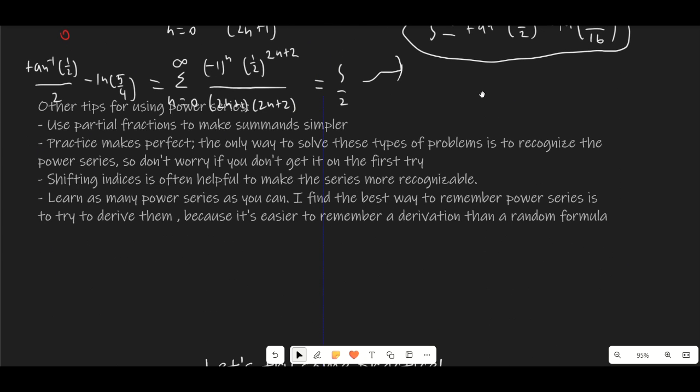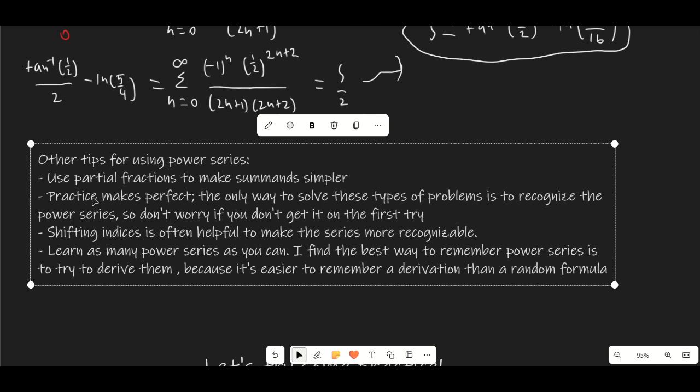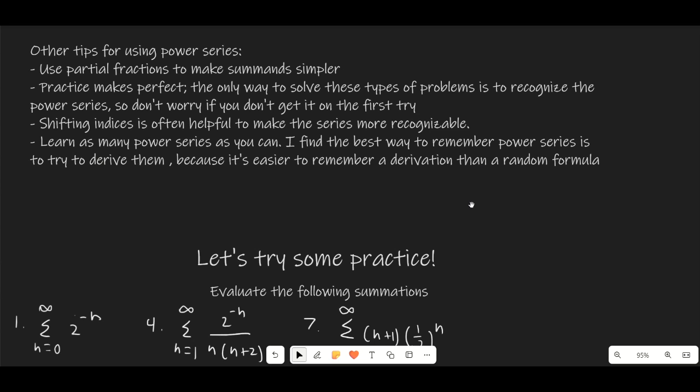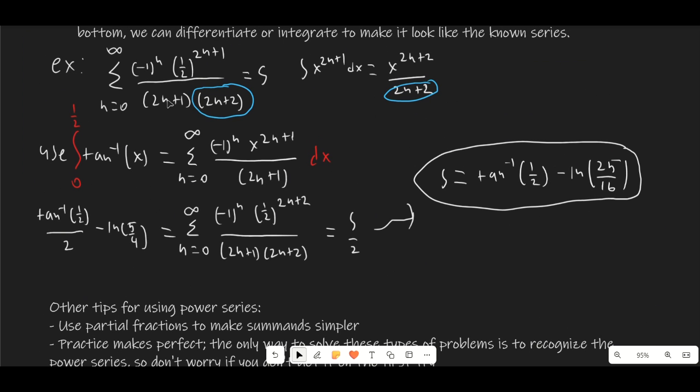So some other tips for using power series. You can use partial fractions to make some summands simpler. This is going to become much more important in our next video, but in general, partial fractions can make really complicated looking things a lot simpler. For example, in this summation up here, if we used partial fractions instead, we would get one term that turned into an inverse tangent and another term that turned into a natural log. So that's also a perfectly good way to solve this problem. However, once you see that 2n plus 2, it is also easy just to integrate.